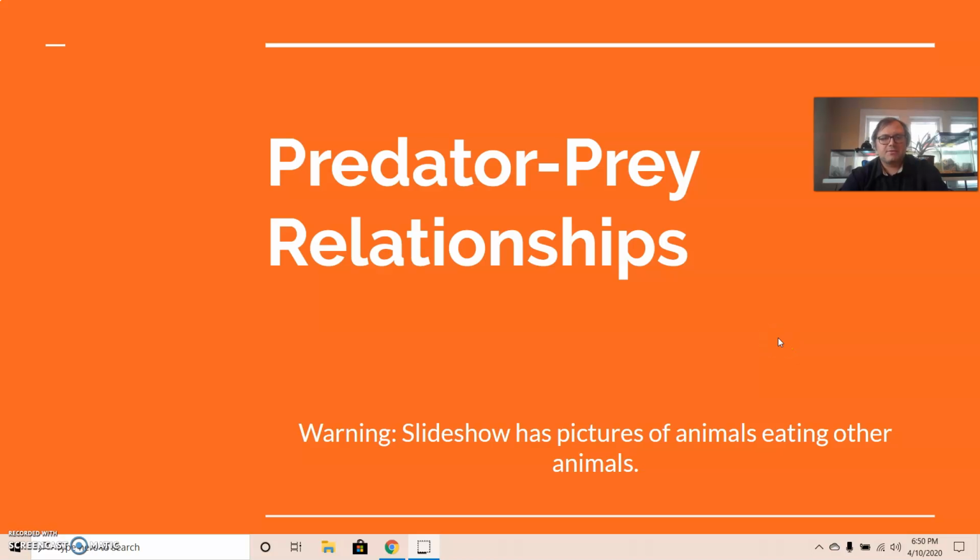Hey everyone, so continuing with our explanations of how populations fluctuate, I wanted us to look a little bit here at predator and prey relationships between each other. Just as a quick warning, this slideshow does have pictures of animals eating other animals. It's not particularly gruesome, but I just wanted to give a short warning in case anybody needs it.